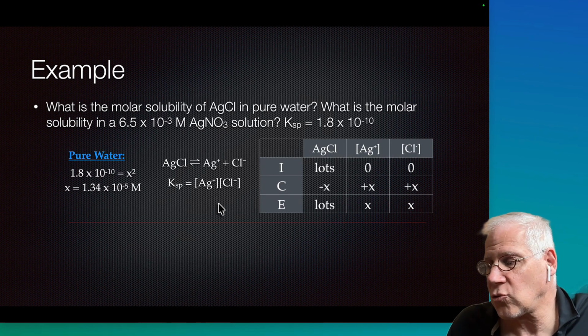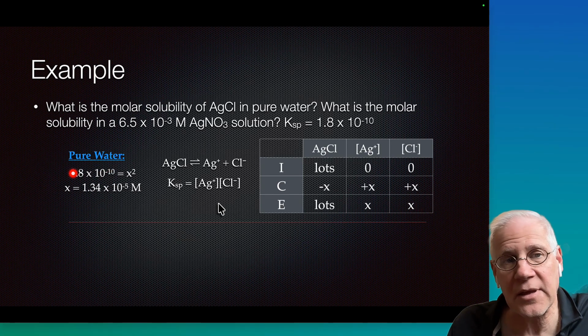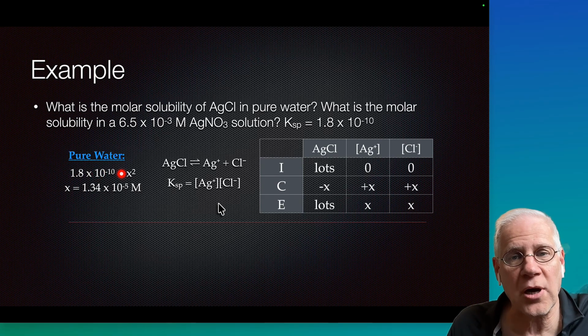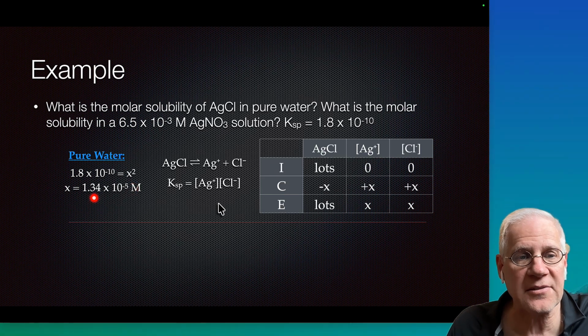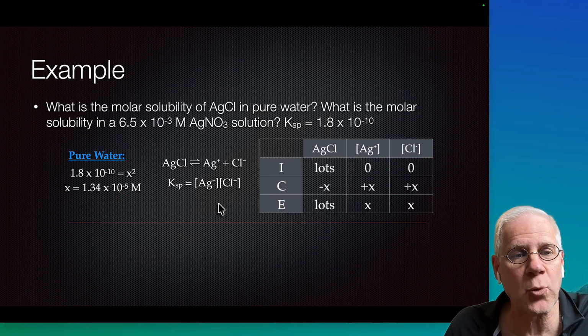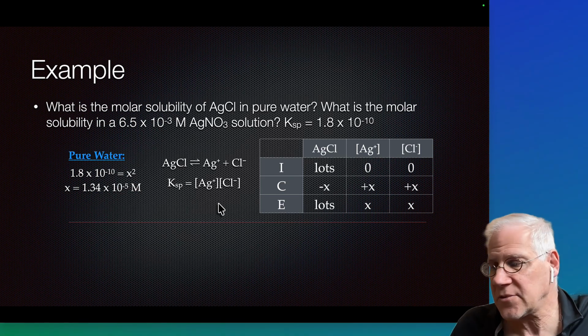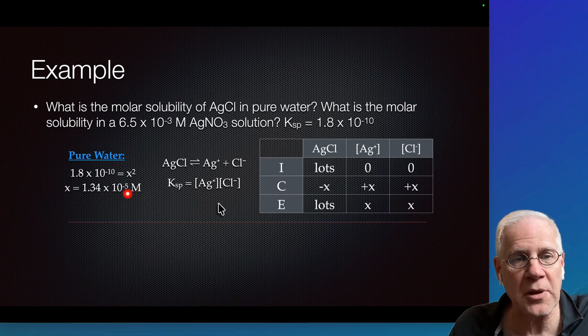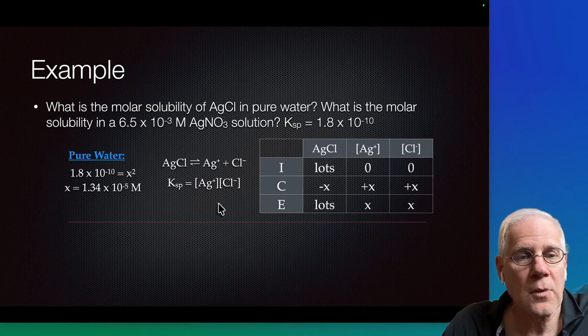I plug that into my Ksp expression, where the Ksp is equal to the concentration of silver times the concentration of chloride, like we have here. This is a value of X. This is also a value of X, and so I get X squared. I solve for X, and I get a value of 1.34 times 10 to the minus 5. So that is my molar solubility of AgCl in pure water. It's also the concentration of my silver. It's also the concentration of my chloride.